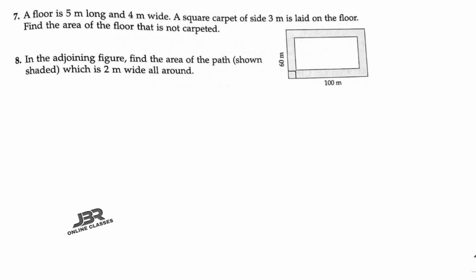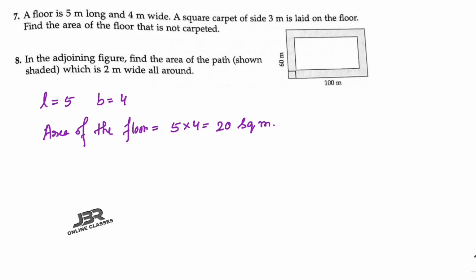Now next one, sum number 7. A floor is 5 meter long and 4 meter wide. So length equal to 5, breadth equal to 4. A square carpet of side 3 meter is laid on the floor. Find the area of the floor. So here the area of the total floor, area of the floor, that one equal to length into breadth, so 5 into 4, here 20 square meter. Now the next thing, the area of the carpet, it's a square carpet, so the formula will be side into side, that one equal to 9 square meter.